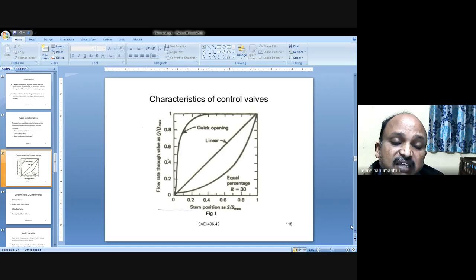That type of control valves we have to place as per our requirements with the process industries.